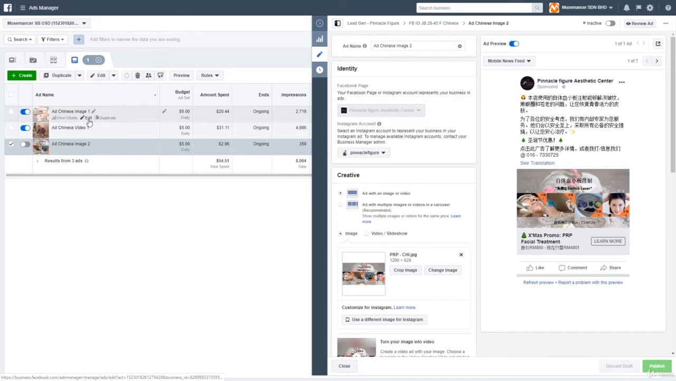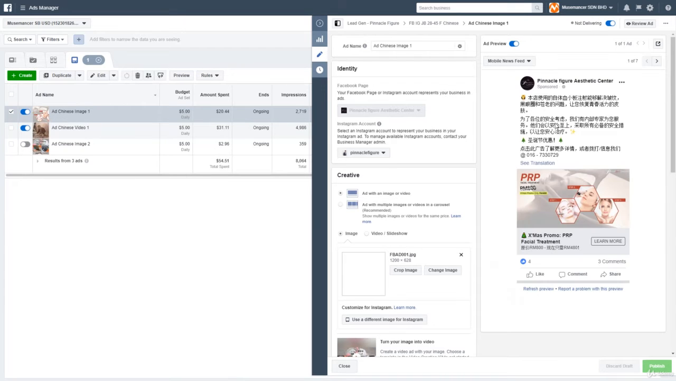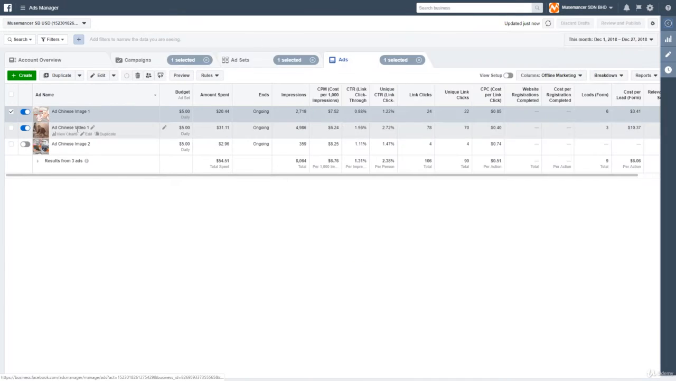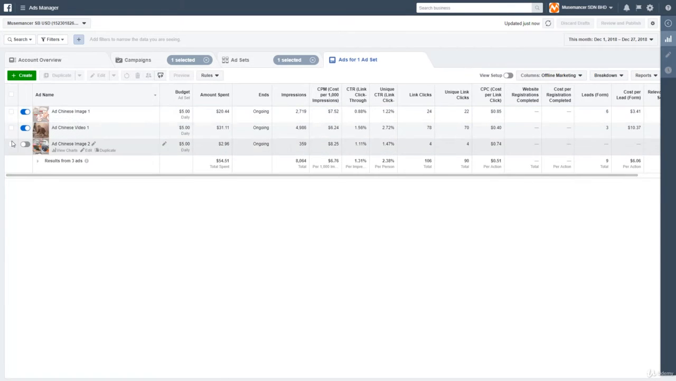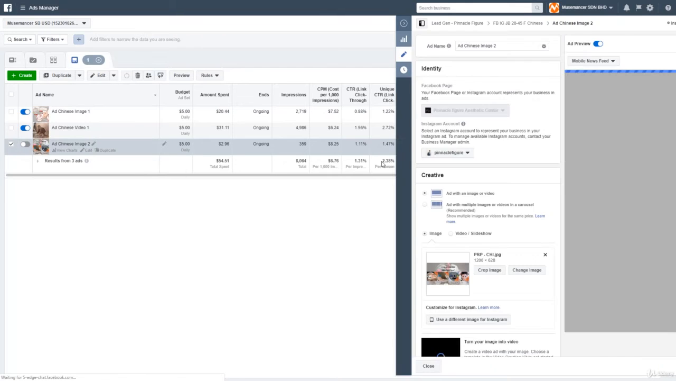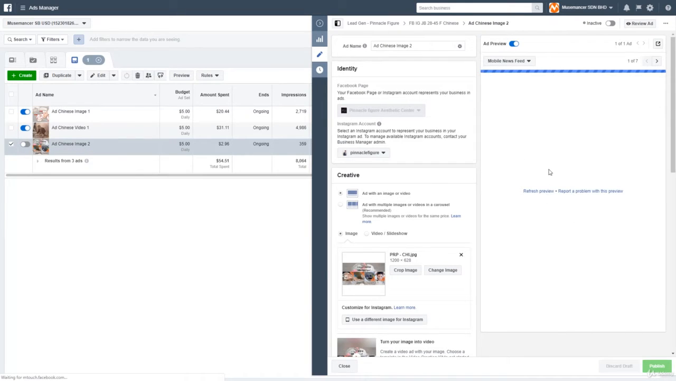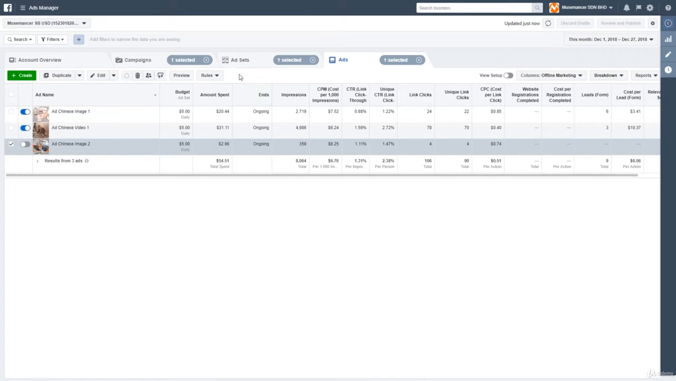So we added 2 more image ads probably a couple of days later, and then we have all 3 ads running. So there's 2 image ads and 1 video ad. And we can see the stats here that this Chinese image ad number 1 was generating 6 leads, and the cost for acquiring the lead was a lot cheaper. It's like 1/3 the cost, $3.41. Wow. Okay, and then if you notice this other Chinese ad in image form here, this didn't generate any lead at all.